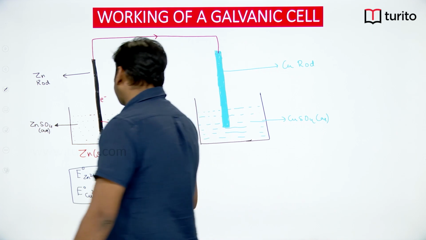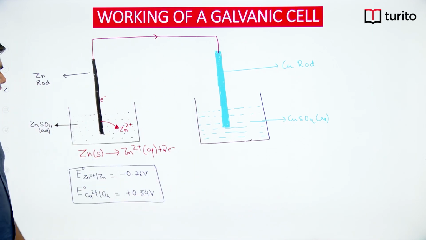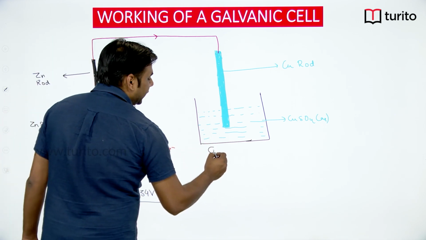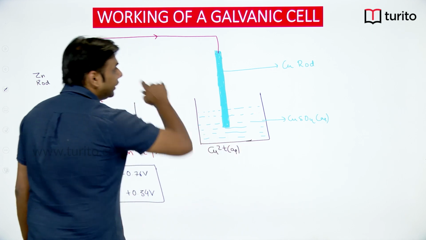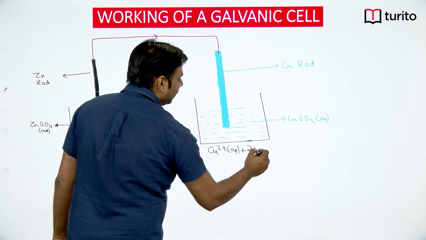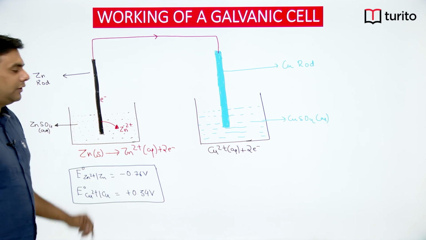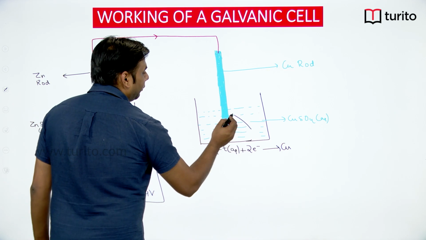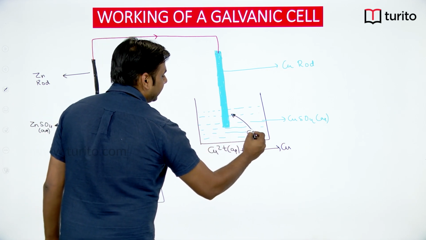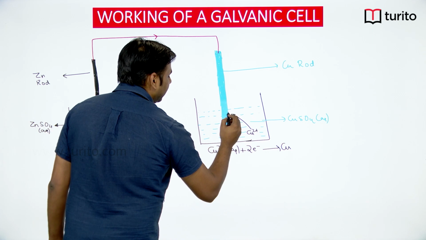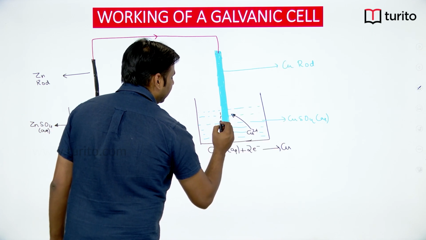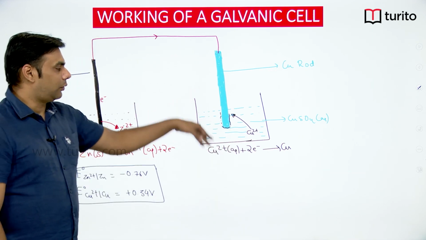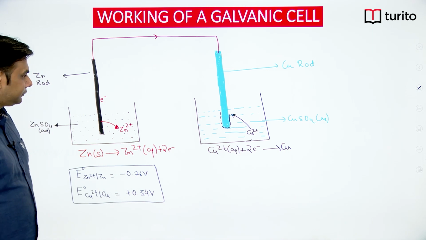Now we know that the reduction potential of copper 2 plus is positive. So copper 2 plus in the solution takes up these electrons coming from the other half, and changes into copper. So what happens here? The copper 2 plus takes up the electron and it changes into copper, and it starts getting deposited at the electrode. Hope this is clear to you.